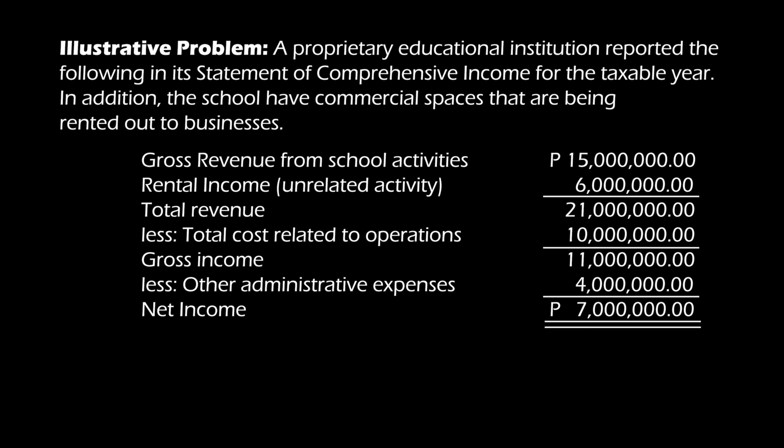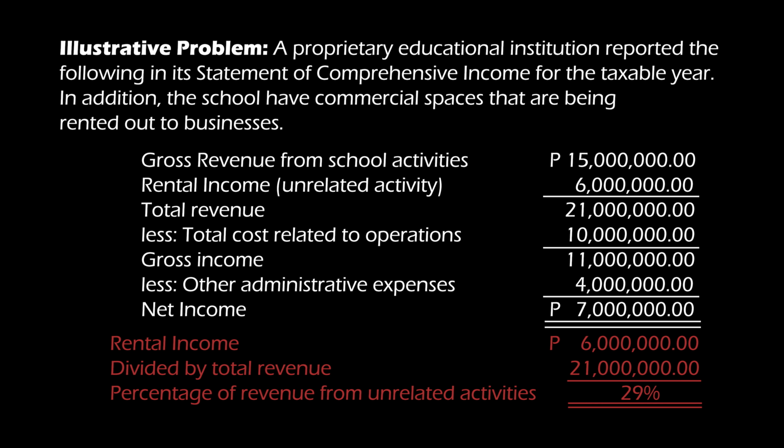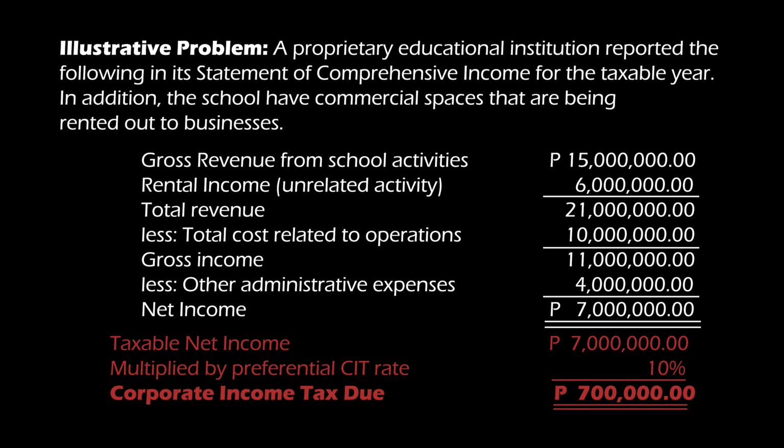Let's move to our next problem, a proprietary educational institution which could avail of the preferential tax rate of 10%. For the school to be qualified for the preferential tax rate, the percentage of revenue from unrelated activities should not exceed 50%. Now in this case, the 29% is still well within the limit. To compute the tax payable, the net income of 7 million will be multiplied by 10%. So we have a corporate income tax payable using the preferential tax rate of 700,000.